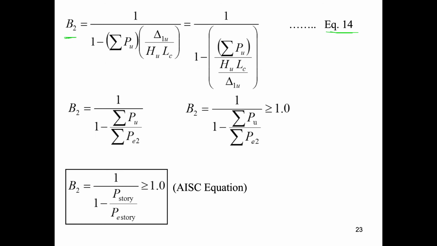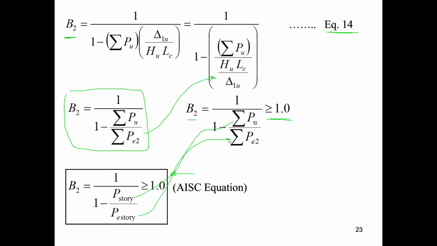If we substitute sigma PE2 for Hu times Lc over delta 1u, we will get B2 equals 1 over 1 minus sigma Pu over sigma PE2. This term should always be greater than or equal to 1. The American Institute of Steel Construction Design Manual uses a modified version of this equation, where P story is sigma Pu and PE story is sigma PE2.